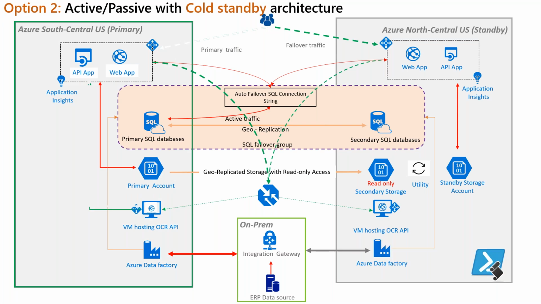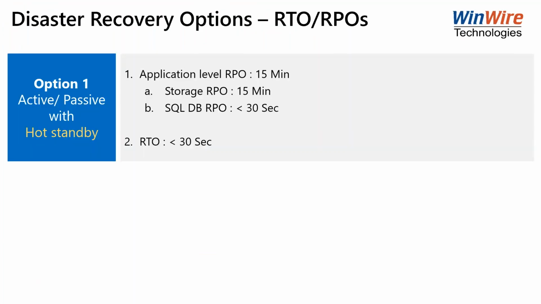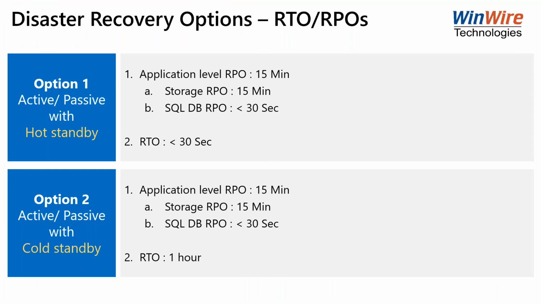So we had two options available to us. This is the summary of the RTOs and RPOs we were able to achieve. If we go with option one, we had an RPO of 15 minutes, which was well within what is required, and an RTO of less than 30 seconds. 30 seconds itself is pretty generous, right? It is much less than that. Option two: your RPO is the same, but your RTO is 1 hour, because it takes time to provision these services in the case of outages, right? So both these options supported the requirements.